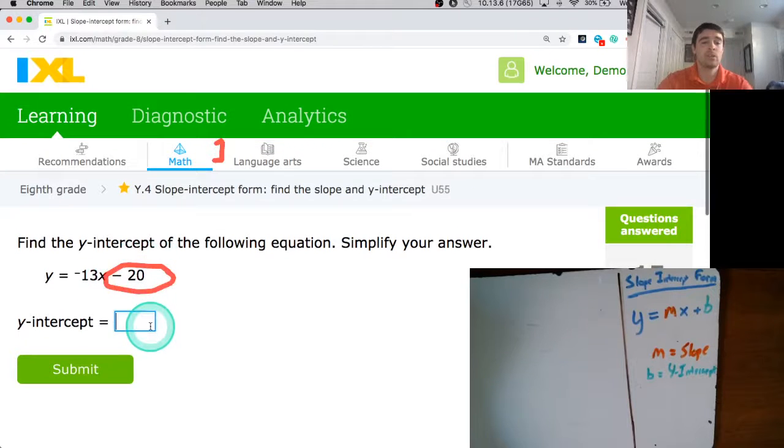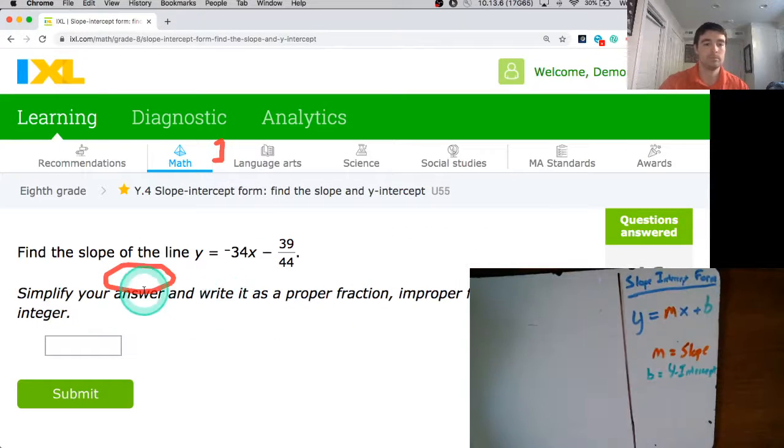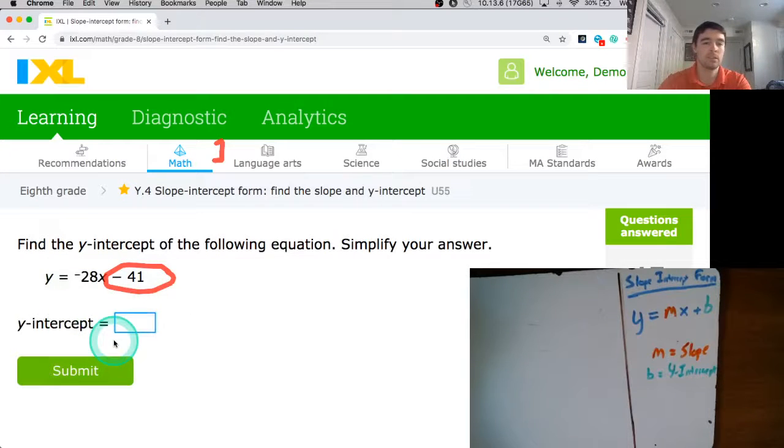If I see they're subtracting instead of adding, I'm going to have a negative y-intercept. Sometimes I'll have a negative slope. In that case, slope is negative 34. And I believe we're going to get to the challenge zone here with pretty straightforward problems.